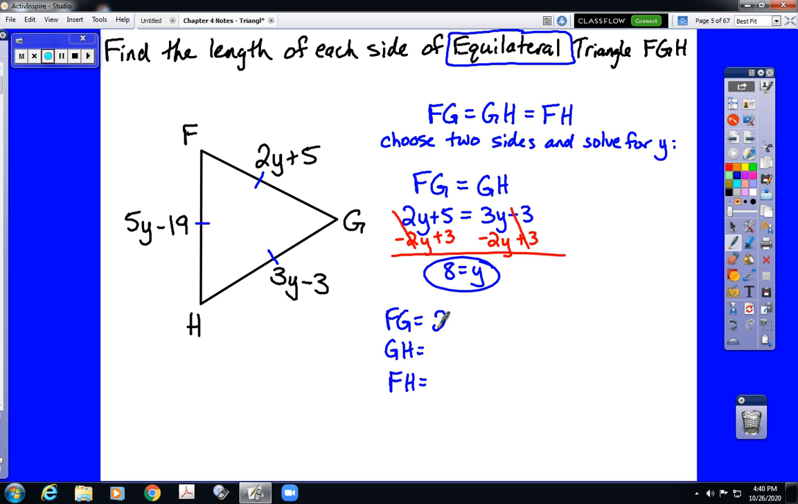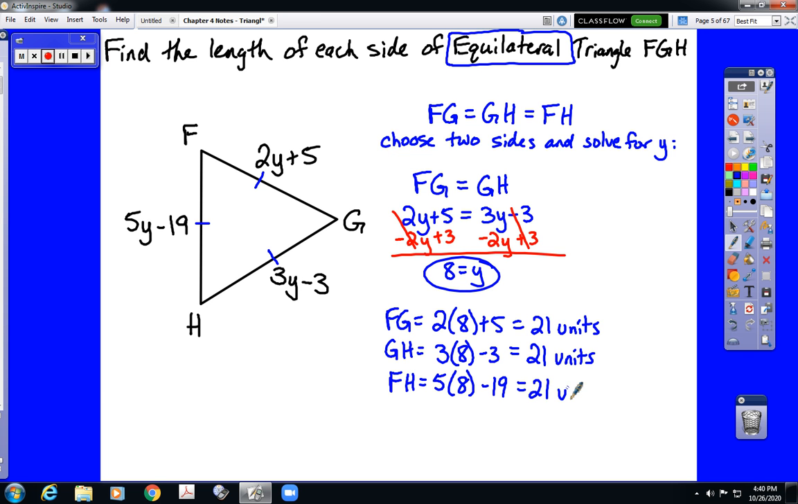So FG is 2y plus 5, which is 2 times 8 plus 5, or 21 units. GH is 3y minus 3, or 3 times 8 minus 3, which is also 21 units. This is an excellent sign that we got the same answer for both of those. That probably means that FH is also 21 units, but you know, we've already gone this far. We might as well go ahead and finish. 5 times y minus 19 would be 5 times 8 minus 19, which is 40 minus 19, also 21 units. Please note that these are side lengths, so they should come with units.